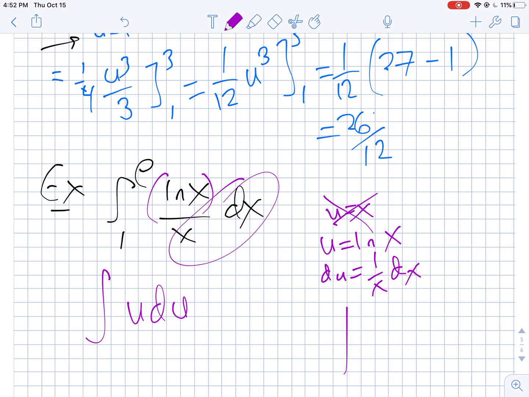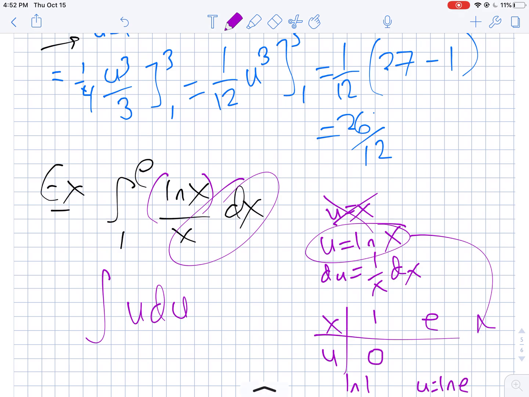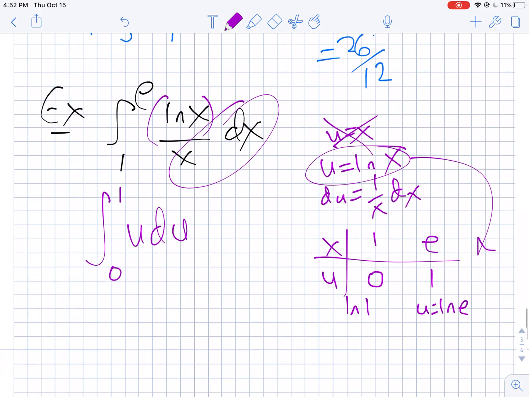Now, I do want to change the bounds here. I have x, I have u. My x is going 1 to e. So I'm taking the natural log of 1, which is 0. Again, I'm plugging into this equation here. And here my u is the natural log of e, which is just 1. So this just becomes integral 0 to 1 of u du.